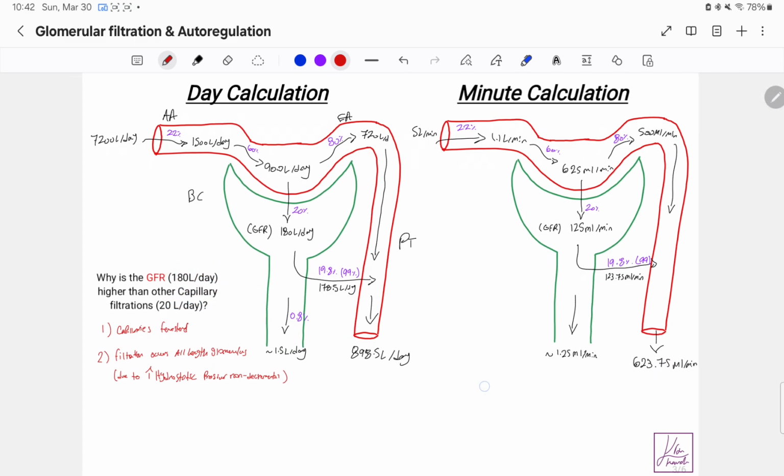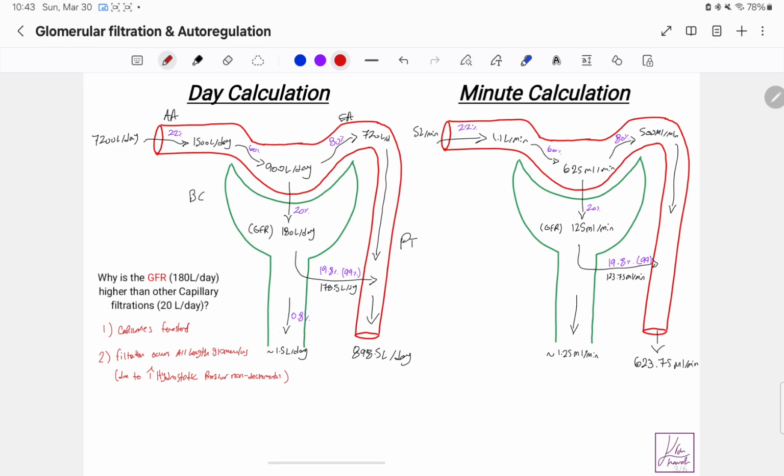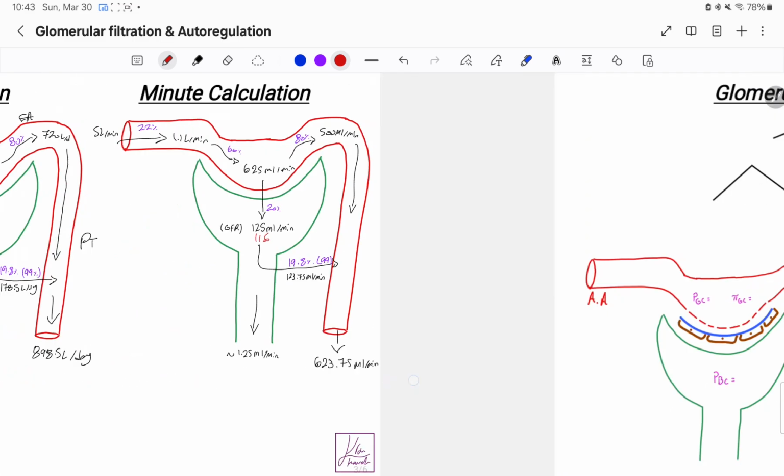All right, now with that said, let's go and talk about the glomerular filtration rate. So we already know what the glomerular filtration is in milliliters per minute and in liters per day. Obviously those values are just for men. For women, it's a little different. For women, it's about 160 and about 1.6 if you want to know.